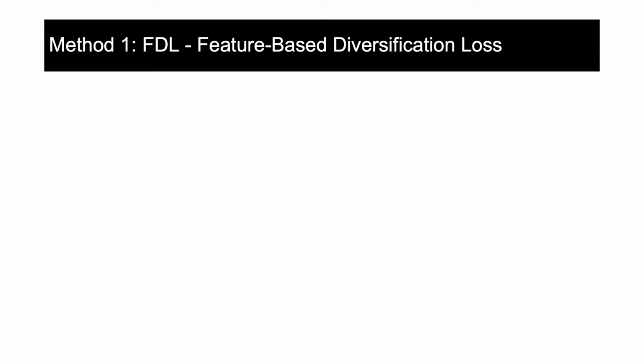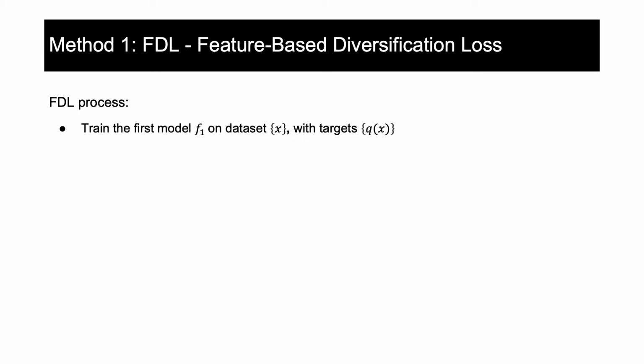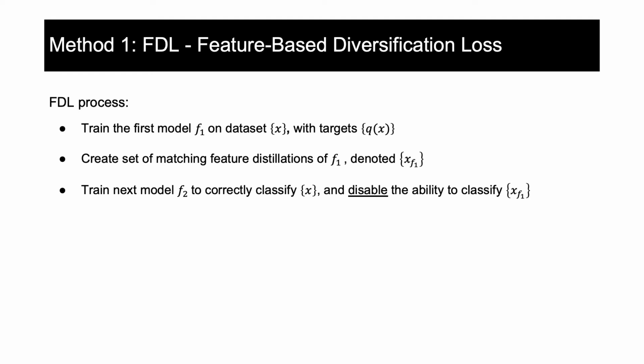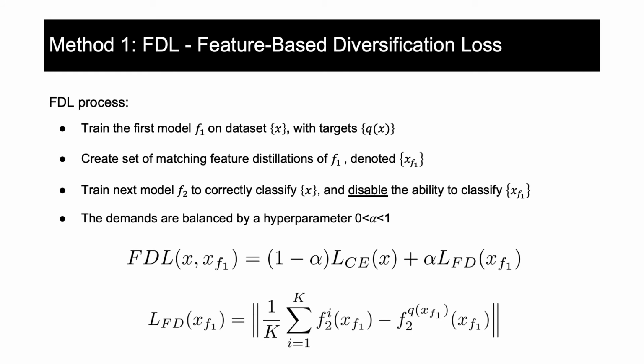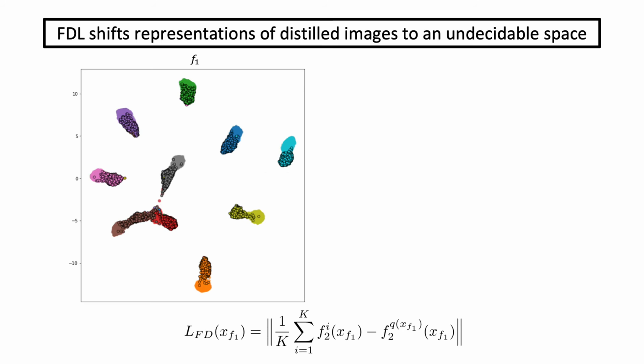Feature-based diversification loss, or FDL, forces the new model to learn features that are dissimilar to its predecessor. We train a model on matching labels, create the model's distillations, and train the next model on our task while forcing it to avoid the representation of its predecessor. You can look at it as a form of anti-teaching, where the teacher is asking the student to avoid his ways.